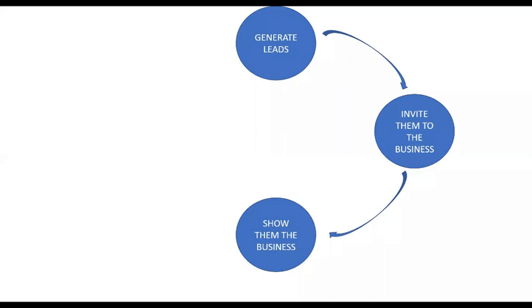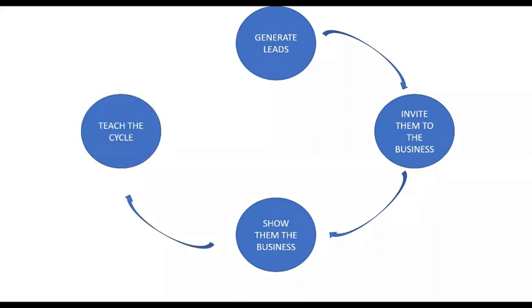Showing them the business can be inviting them into one of our Zoom meetings, sending them a video to watch, or doing a one-on-one presentation with them. Whatever means you need to use, invite them to watch the presentation. And then finally, teach the cycle. If you don't teach the cycle, you are not in business, right? It's not just about generating leads, inviting them, signing them up and abandoning them.